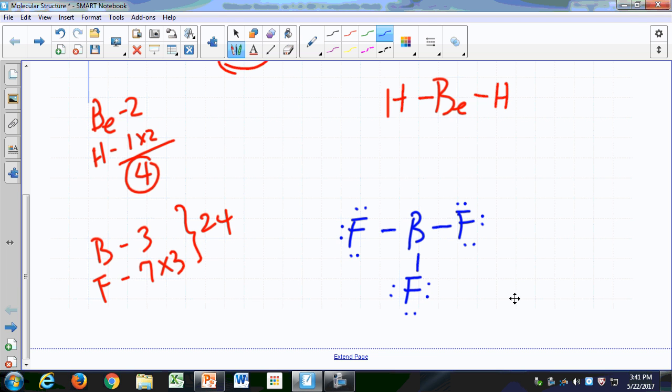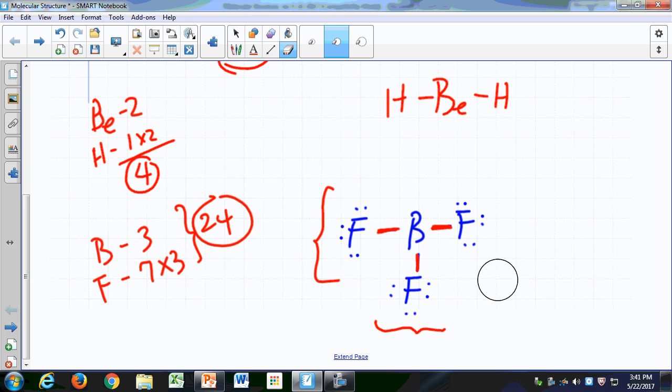And so far, what do we have here? You have an octet on the fluorine here, an octet on the fluorine here, and an octet on this one. So that gives you a total of 24. The boron has only 6. 1, 2, 3 pairs. So that's only 6 valence electrons on the boron. That's one possible resonance structure for BF3. And in fact, that seems to be the best structure based on experimental observation.